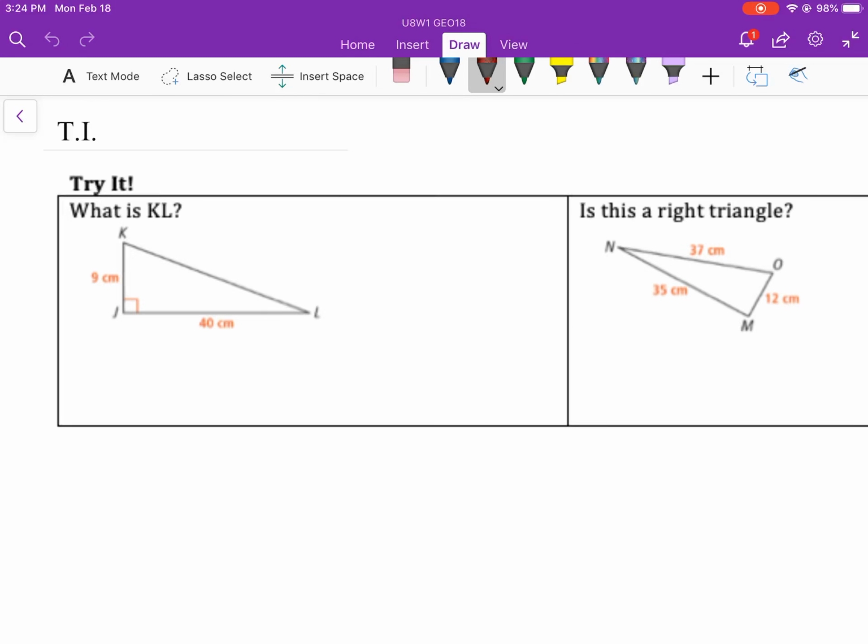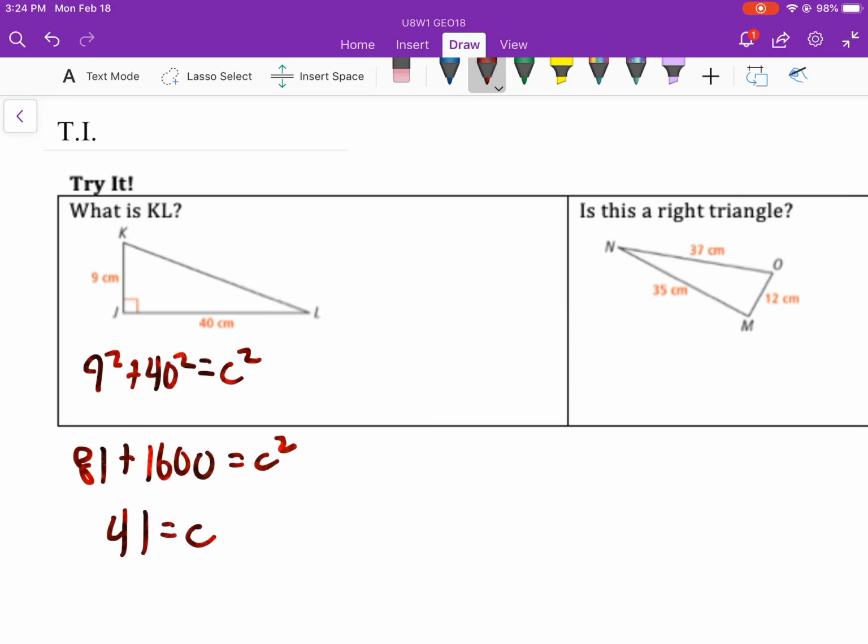What is KL? 9 squared plus 40 squared is equal to C squared. 81 plus 1600 is equal to C squared. And take the square root of 1681. 41. That's pretty.